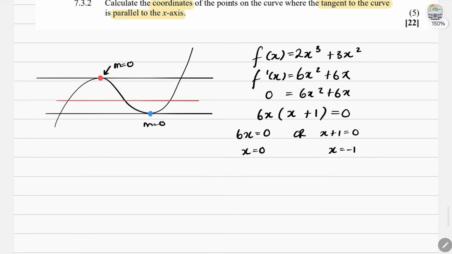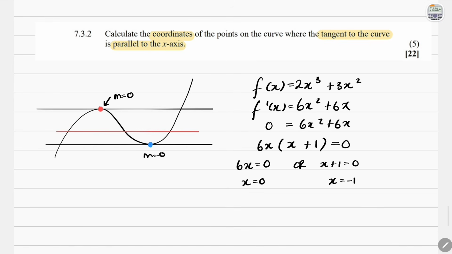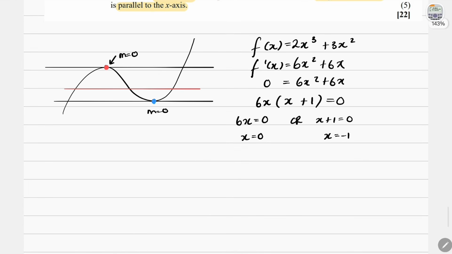So these are the x values of those turning points, the x values where the gradient of the tangent is equal to 0. But they want the full coordinates. So we take the original function and substitute those x values to find their y values. With the 0, that one is quite simple. If you substitute 0, it's also going to give you 0. In this case, this is an x and a y intercept at the origin. So we know that f of 0 equals 0.